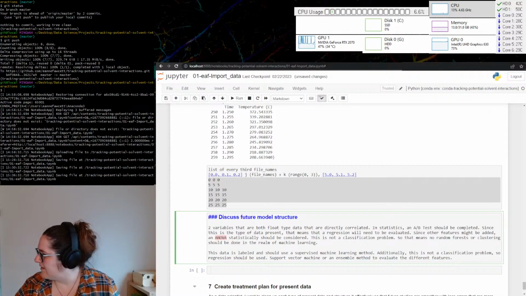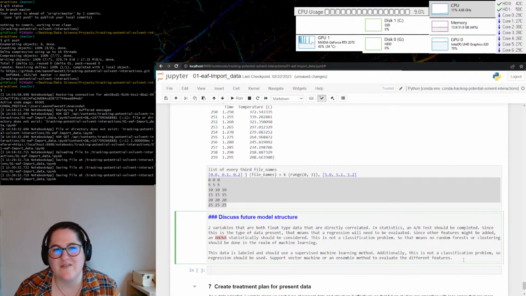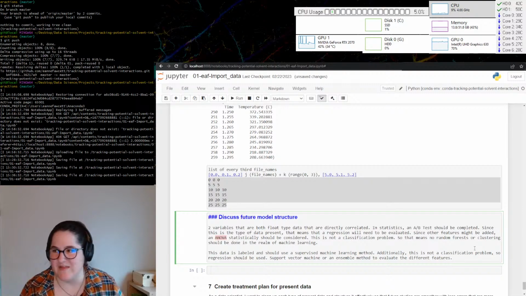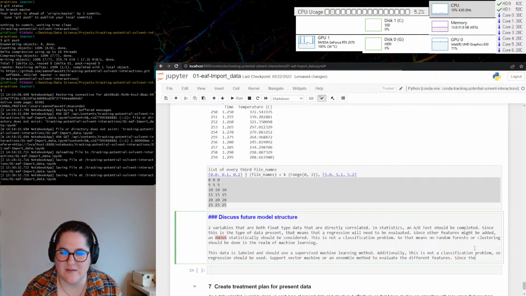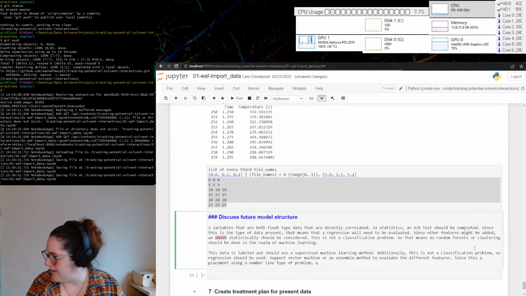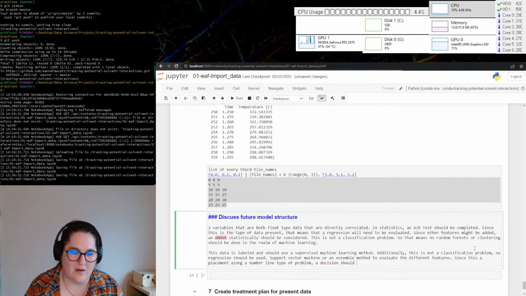And it says here that you can use a decision tree. I don't think this is a decision tree kind of problem, because it's not if, this, and. It's more like, where are we at on this already identified spectrum? So since this is a placement along a number line type of problem, a decision tree should not be used initially.